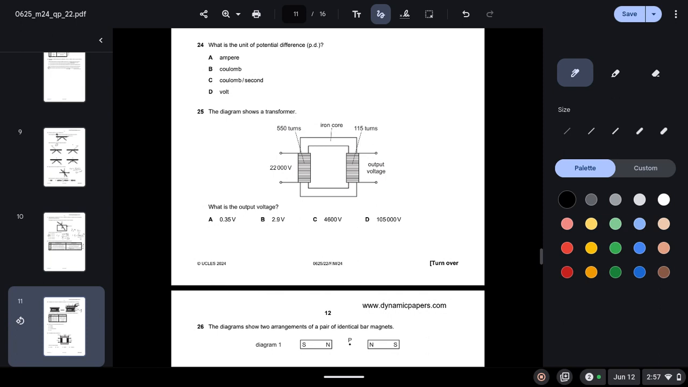What is the unit of potential difference? So this is very easy. Potential difference has volt as its unit.